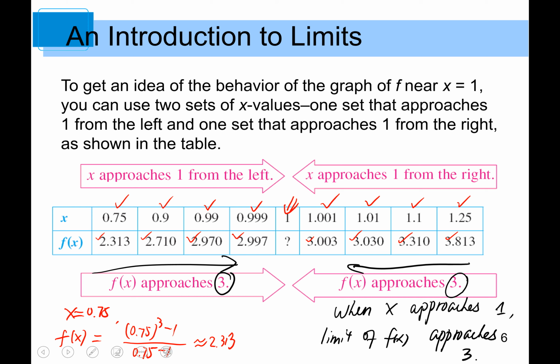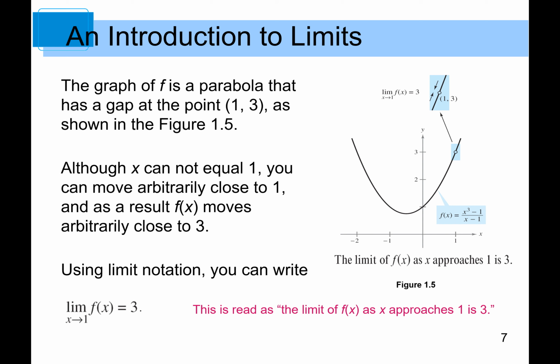And this is a very good way of investigating the limit at any particular x value. This method has been used a lot. And as you can see, this is the graph of the function. It actually is a parabola, except at x equals 1. At this point, it's an undefined point, so that's why we put a hole there to indicate that at that particular point the graph is discontinuous. So the graph of f is a parabola, but it has a gap at the point (1, 3), as shown in figure 1.5.